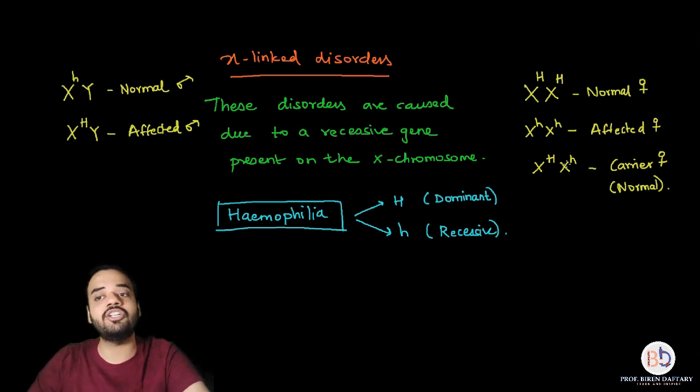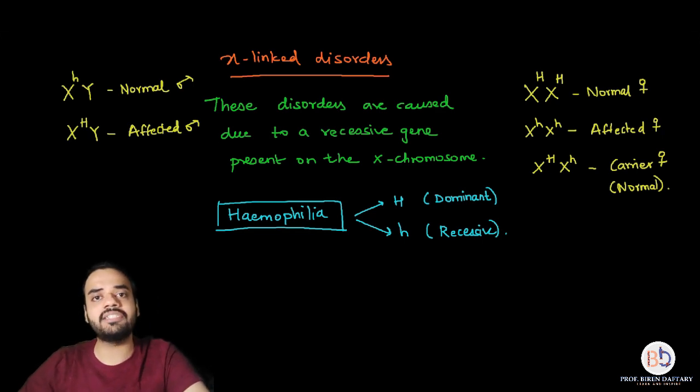They are basically normal. So I hope all these phenotypes are clear. In the case of males, a carrier cannot be present because a male can have only two possibilities, either a recessive gene on the X chromosome or a dominant gene on the X chromosome. Whereas in the case of females, there are three possibilities present. So now, since we have seen this, let us see some crosses.